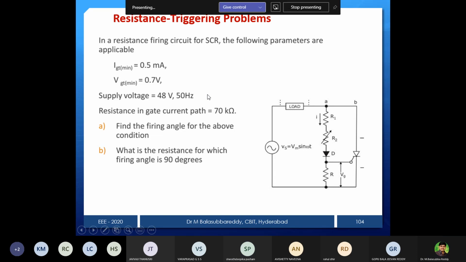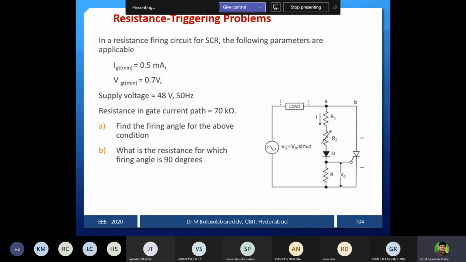Yes, sir. Okay. See that there is a firing circuit. In the previous class we discussed one circuit, the resistance triggering circuit, and also one problem. We will see one more problem. More or less, other problems are also the same.